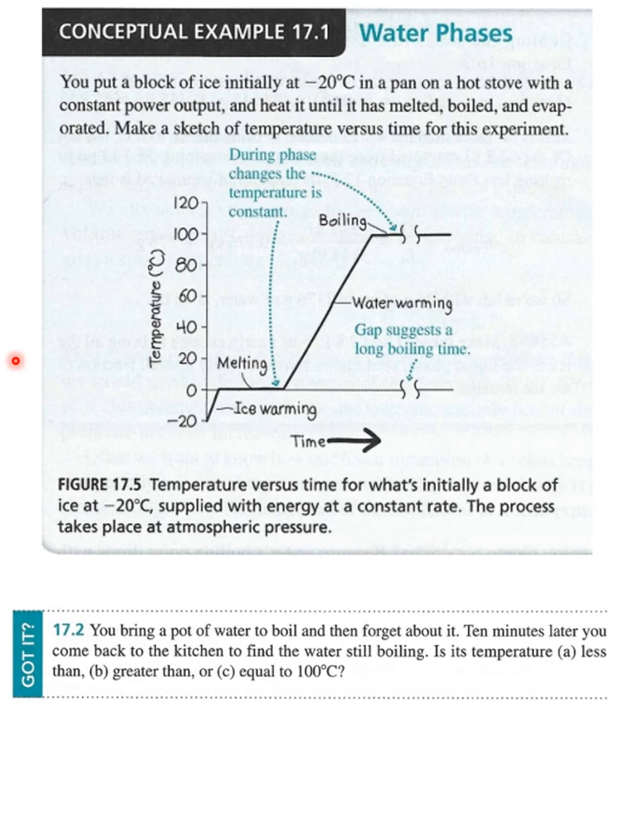Let's look at this conceptual example from the book, example 17.1, water phases. It says you put a block of ice initially at -20 degrees Celsius in a pan on a hot stove with a constant power output and heat it until it is melted, boiled, and evaporated. Make a sketch of temperature versus time for this experiment.